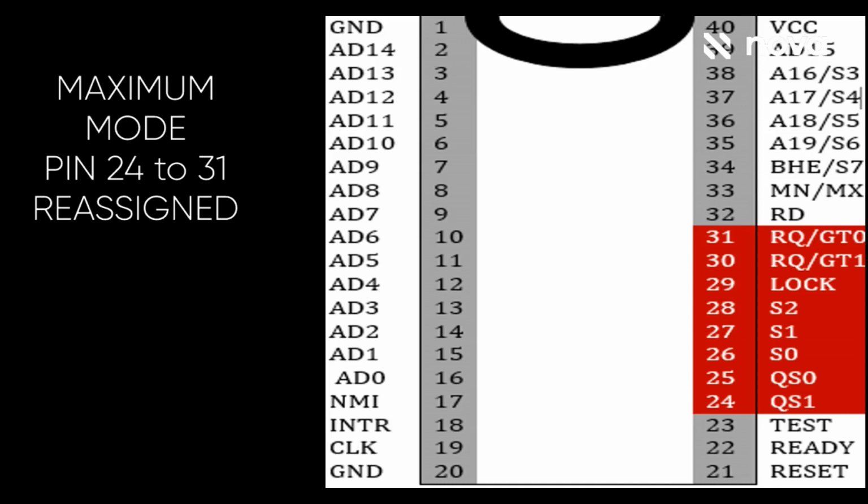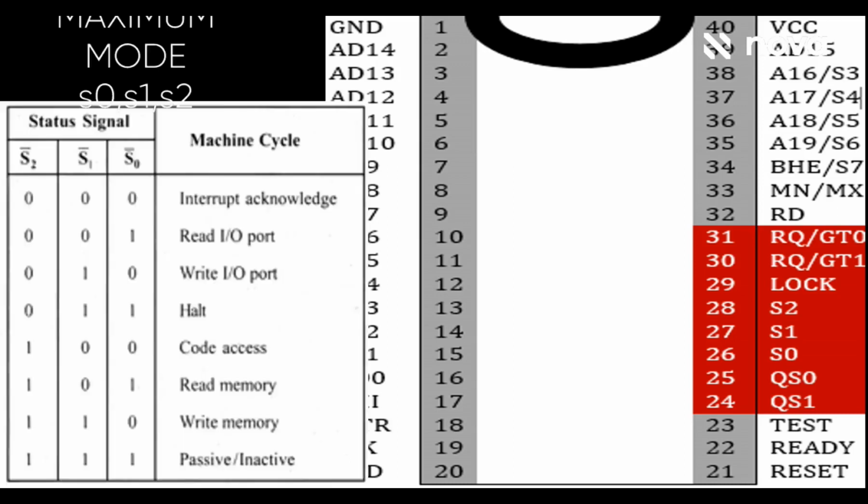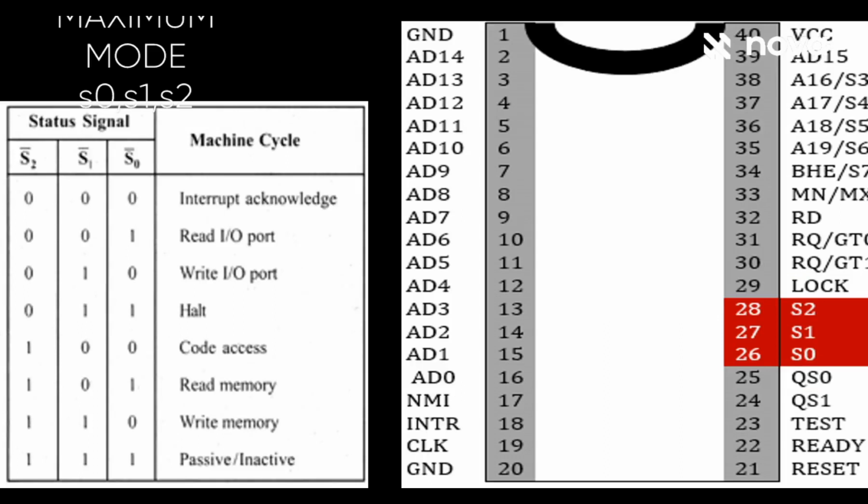Maximum mode. In the maximum mode, the 8086 can work in multiprocessor or coprocessor configuration. When this pin is low, 8086 operates in maximum mode. During maximum mode operation, the MN/MX is grounded, logic low. Pins 24 to 31 are reassigned. S0, S1, S2, status signals, used by the 8086 bus controller to generate bus timing and control signals. These are decoded as shown in the figure above.